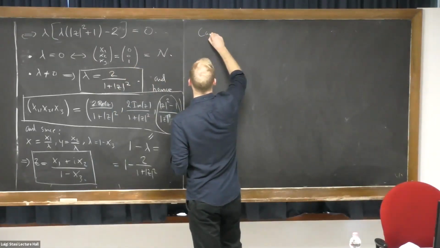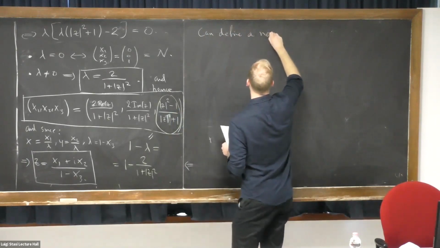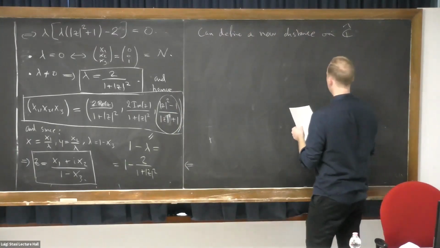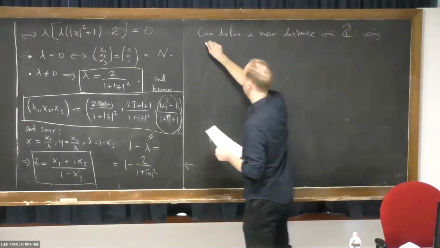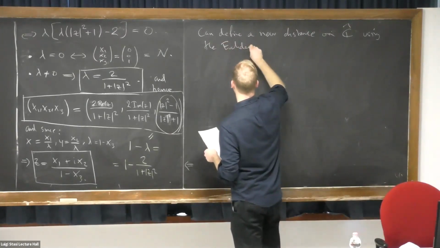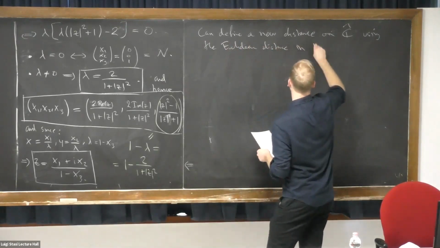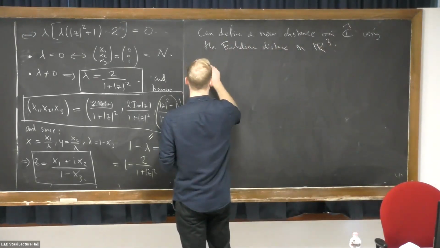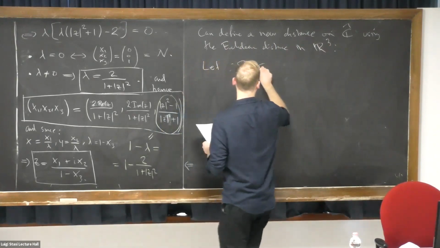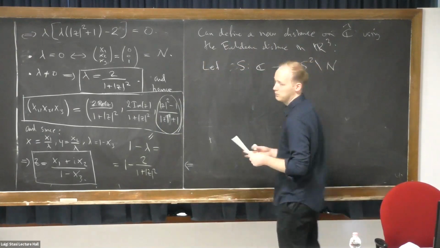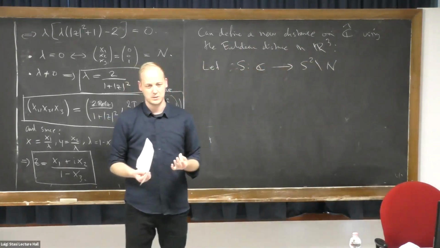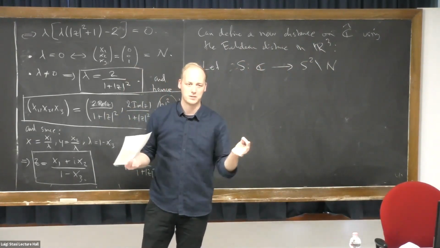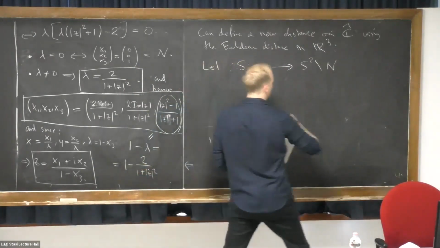So let me just say that we can define a new distance on this C hat using the Euclidean distance in R3. Okay, and this will be the chordal distance. So if we let S, so now in my notes, I use this convention that the stereographic projection goes from the complex plane up to the sphere. Maybe this is what you'd like to call the inverse of the stereographic projection, okay, but it doesn't matter. It's just the name. So let this be the stereographic projection.